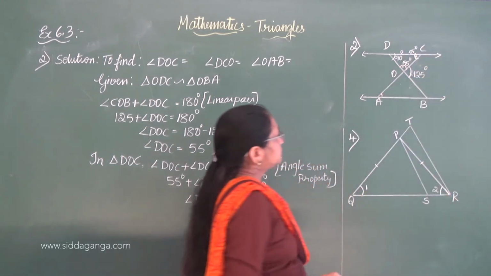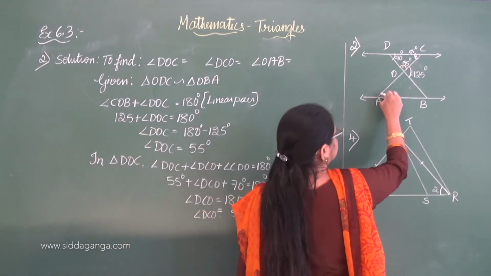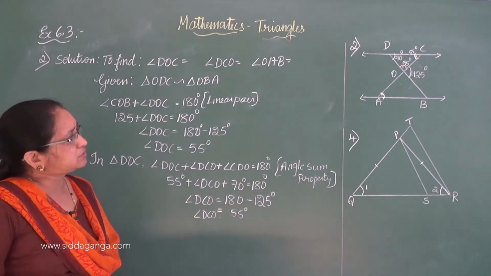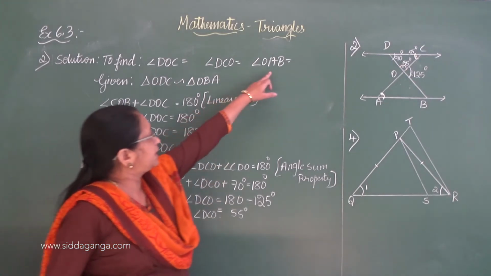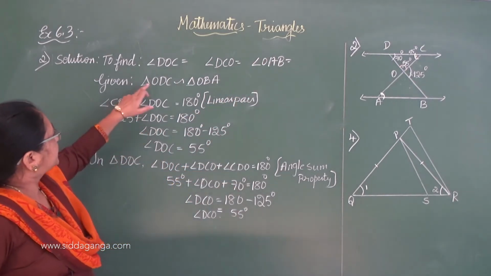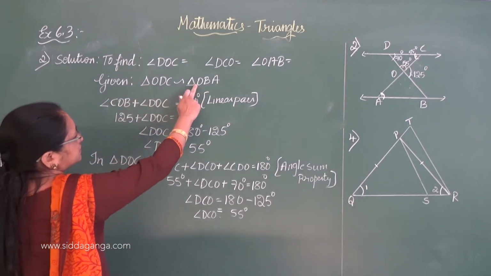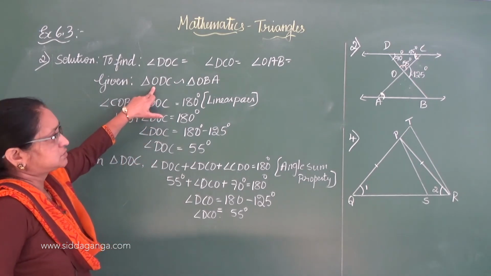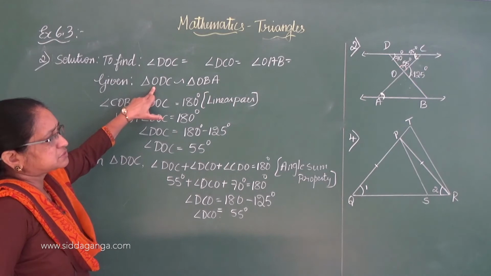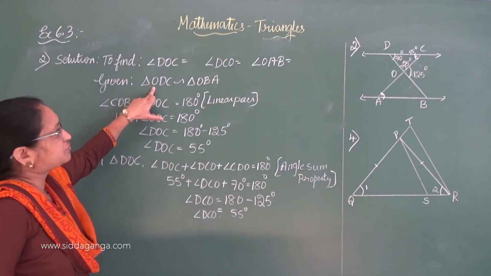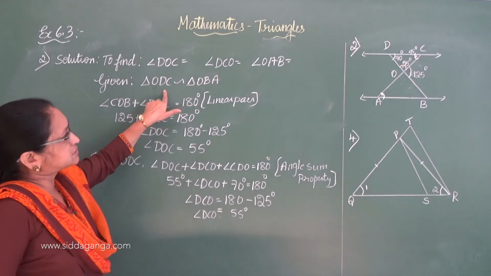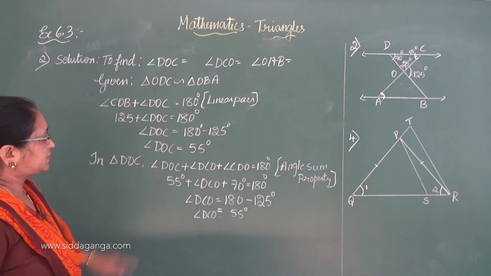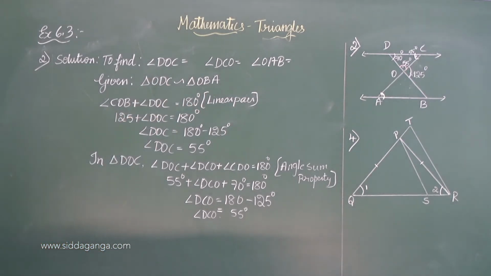Now how to find this angle? Think it over, how to find OAB, the last one. See, they have given the clue there. Triangle ODC is similar to triangle OBA, so the corresponding angles are equal. Which is the corresponding angle of angle A? Angle A corresponds to angle C, correct?